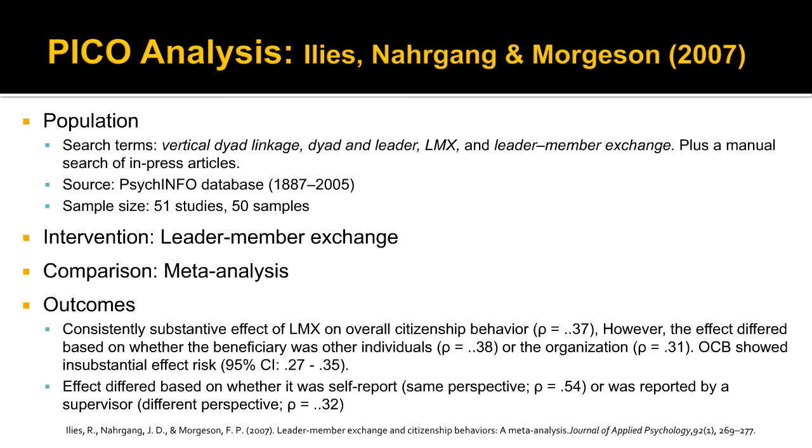In the method section, we will find in the first part what the population was for the study. In this study, the population was determined by the search terms vertical dyad linkage, dyad and leader, LMX, and leader-member exchange, along with a manual search of in-press articles. The source was the PsycInfo database from the period of 1887 to 2005, and this resulted in a sample size of 51 studies and 50 independent samples. Two of the studies shared the same sample.